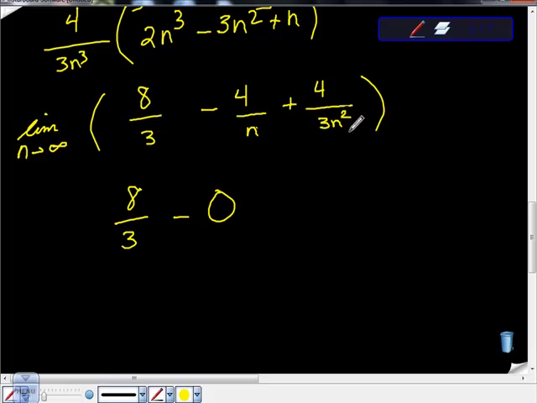If I take negative 4 over an enormously large number, it gets near 0, doesn't it? And then I'm going to do the same thing here. I have 4 over 3 times an infinitely large number squared. That's also going to be 0. So our lower sum is going to be equal to 8/3.